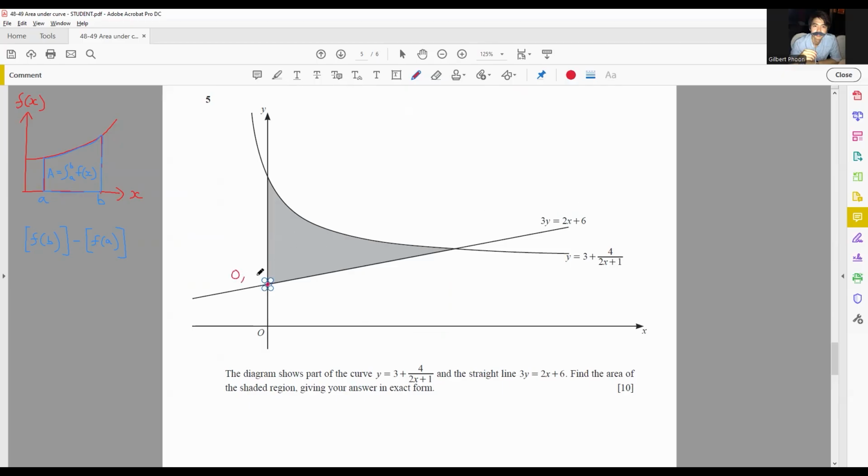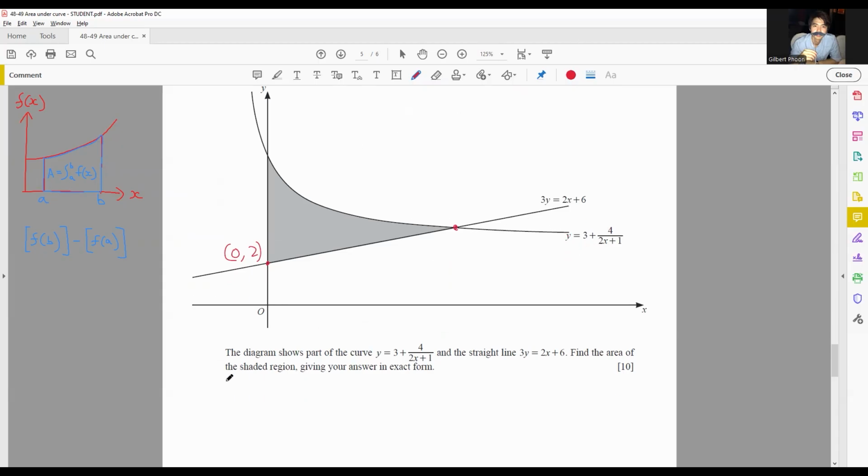0, 2. Okay, and to find this intersecting point, which is one of the definite integrals, we need to let this equation equal this equation over here. So the straight line equation is actually y equals (2x + 6)/3. Then let this equation equal this equation here. (2x + 6)/3 equals 3 + 4/(2x + 1).